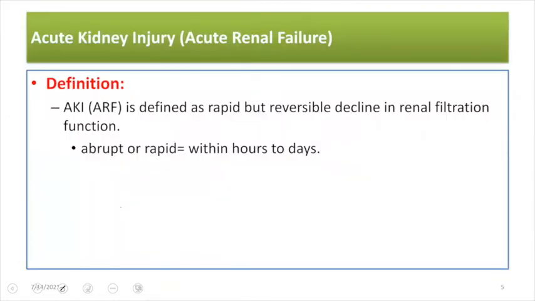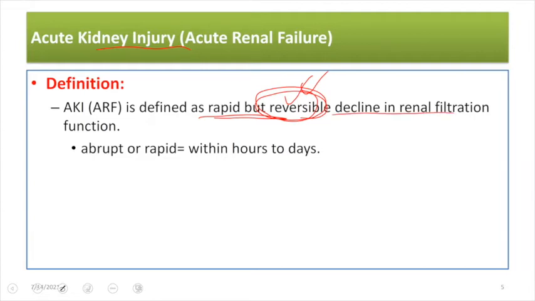So as I've discussed, acute renal failure is defined as rapid but reversible. The term reversible is very important because we'll be knowing in a moment that whenever we are discussing about the pathogenesis and even the recovery of the patient, most of the cases are reversible if we properly manage the cases, and hence the acute kidney injury is rapid as well as it is reversible.